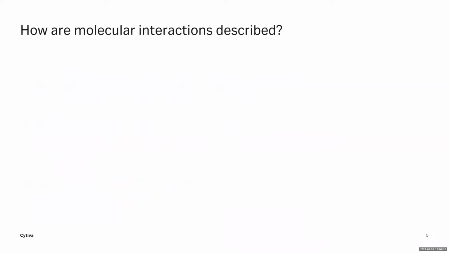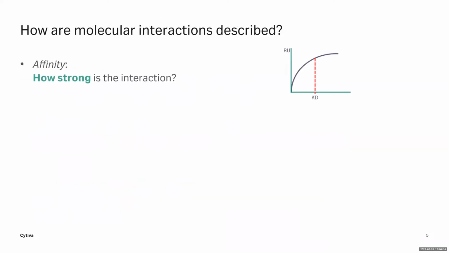So how are molecular interactions described? Affinity is a measure of how strong your interaction is. The classic equilibrium dissociation constant, or large KD, is essentially that concentration where, at steady state, 50% of your reagents are in complex form, as opposed to being free reagents.